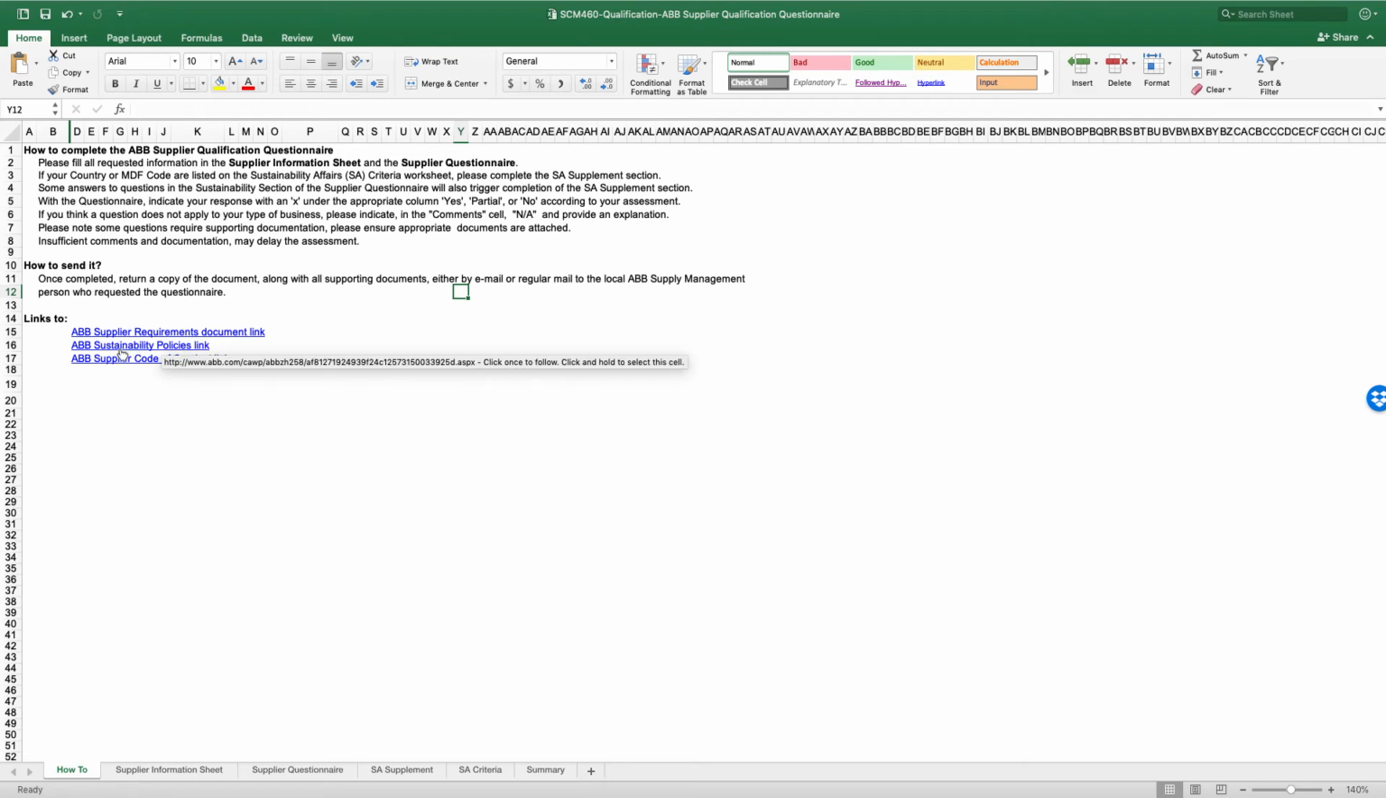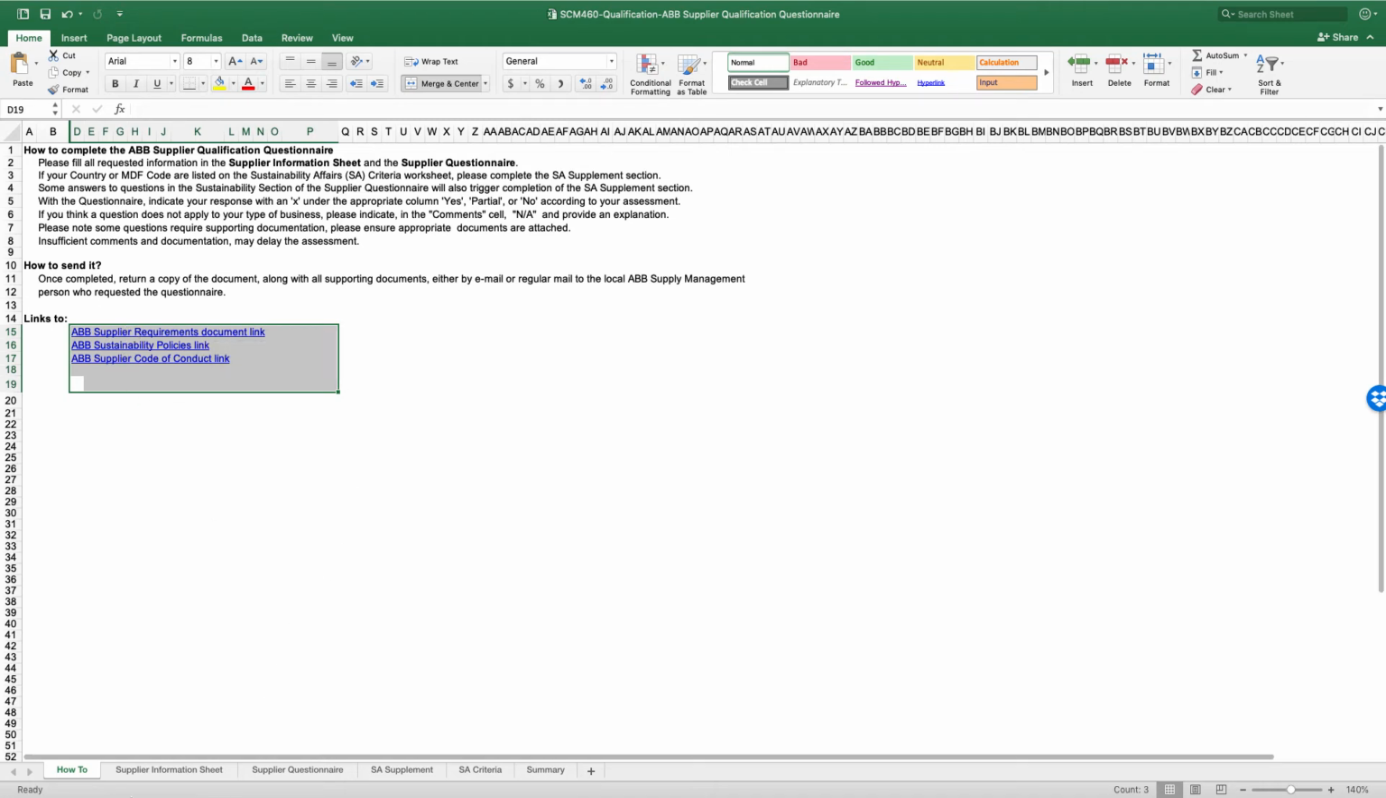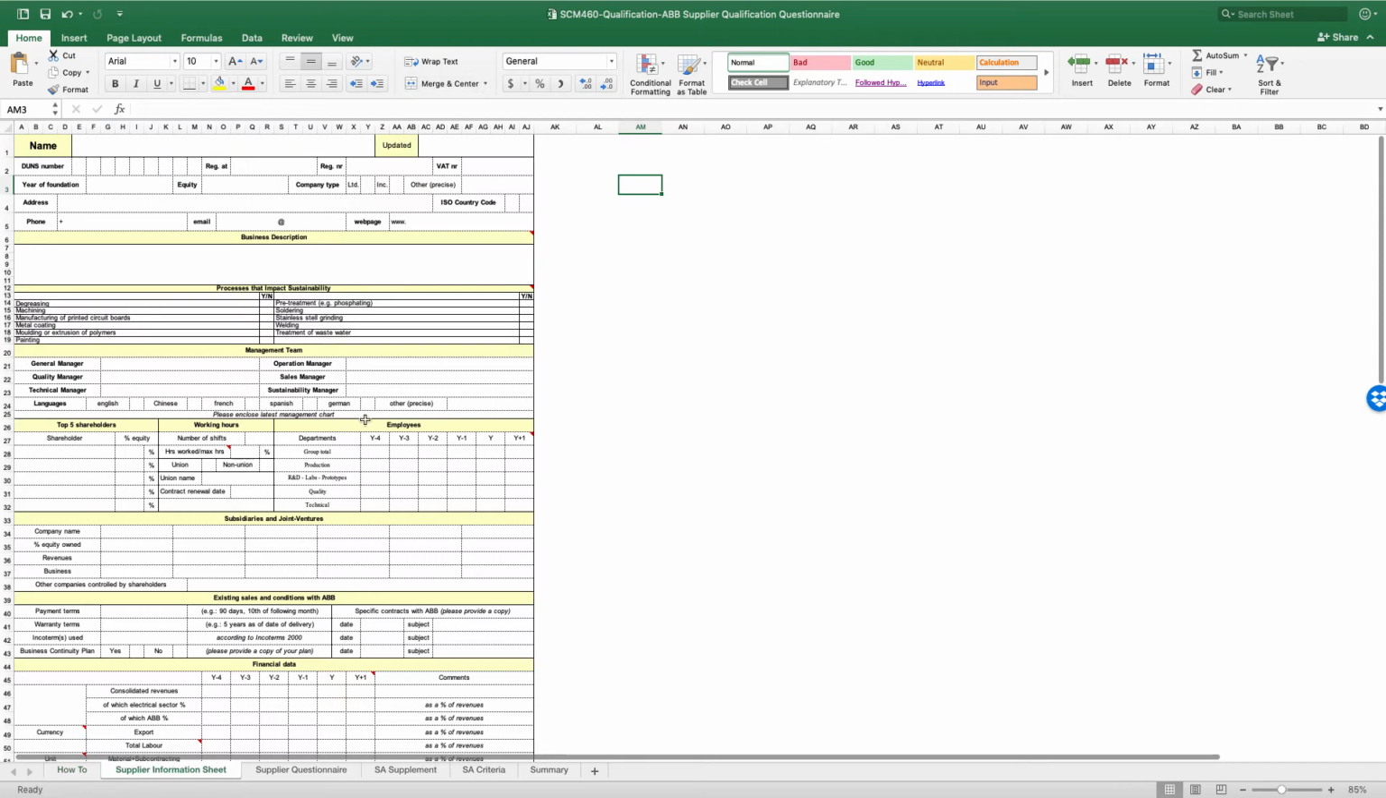Then they want the supplier to be aware of the ABB sustainability policies link, and also the supplier code of conduct. So they are telling you, before filling the questionnaire, remember that these are the requirements that you need to respect in any case. So take a look and be aware of what we require of our supply base. Then the first one is called the supplier information sheet.